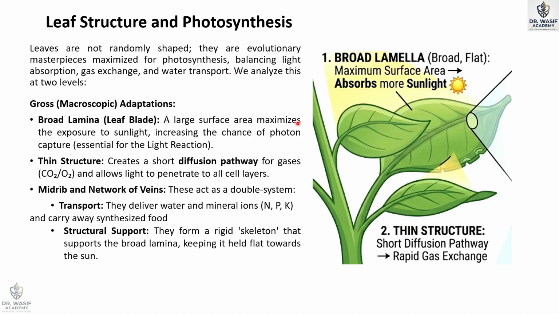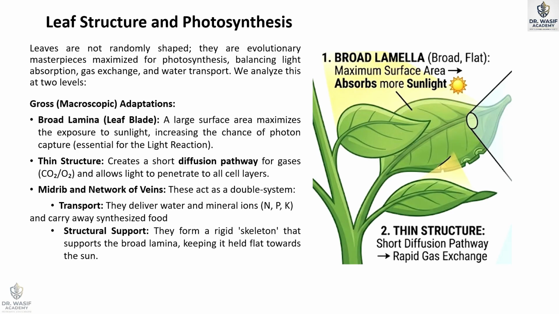Also notice how thin a leaf is. This is brilliant design. A thin leaf creates a very short diffusion pathway. This means gases like carbon dioxide do not have to travel far to reach the cells, and light can penetrate easily through every single layer.